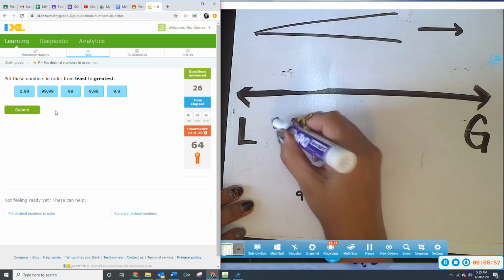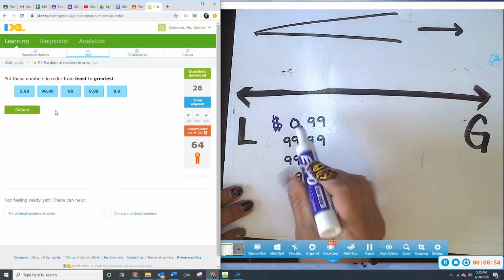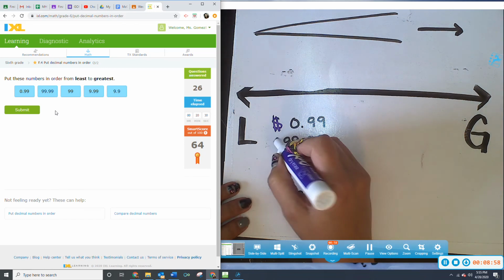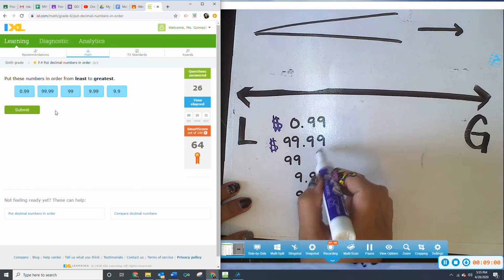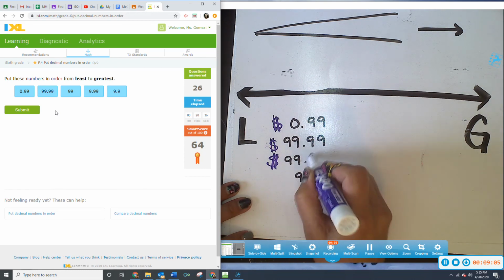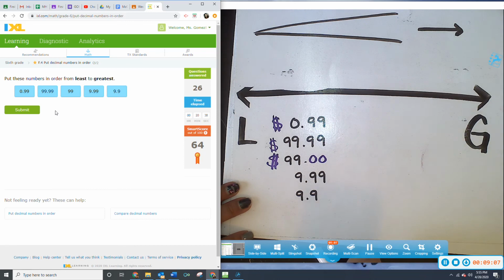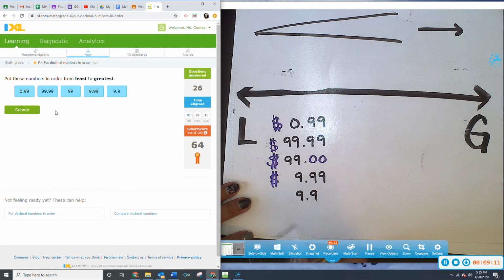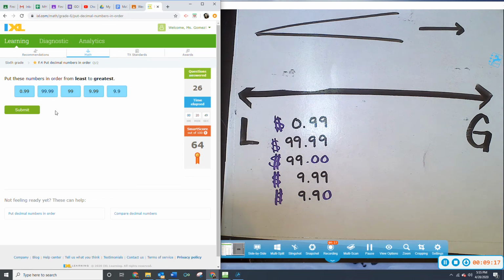Probably my favorite store, the $0.99 store. Ooh, this is $99.99, $99.00, $9.99 and $9.90. In this case, it wants from least to greatest.